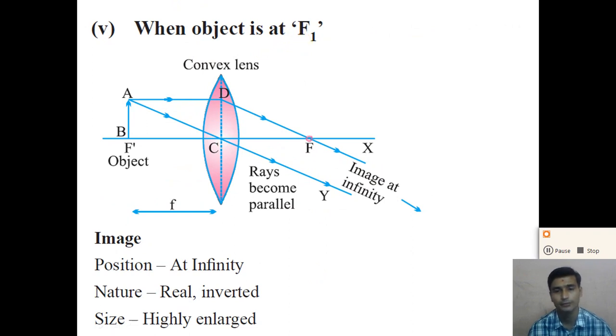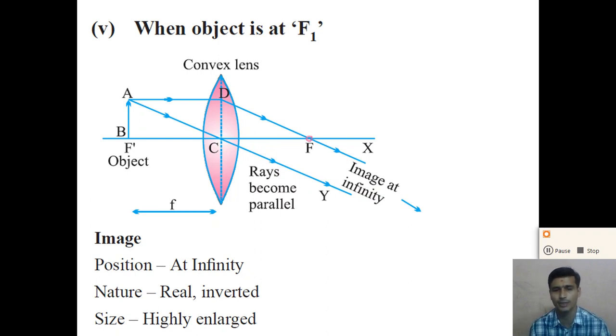When the object AB is placed at the first principal focus F1, if we consider the two rays emerging from point A, one parallel to the principal axis and the second passing through the optical center, then after refraction these two rays are parallel to each other, so the image will be formed at infinite distance.